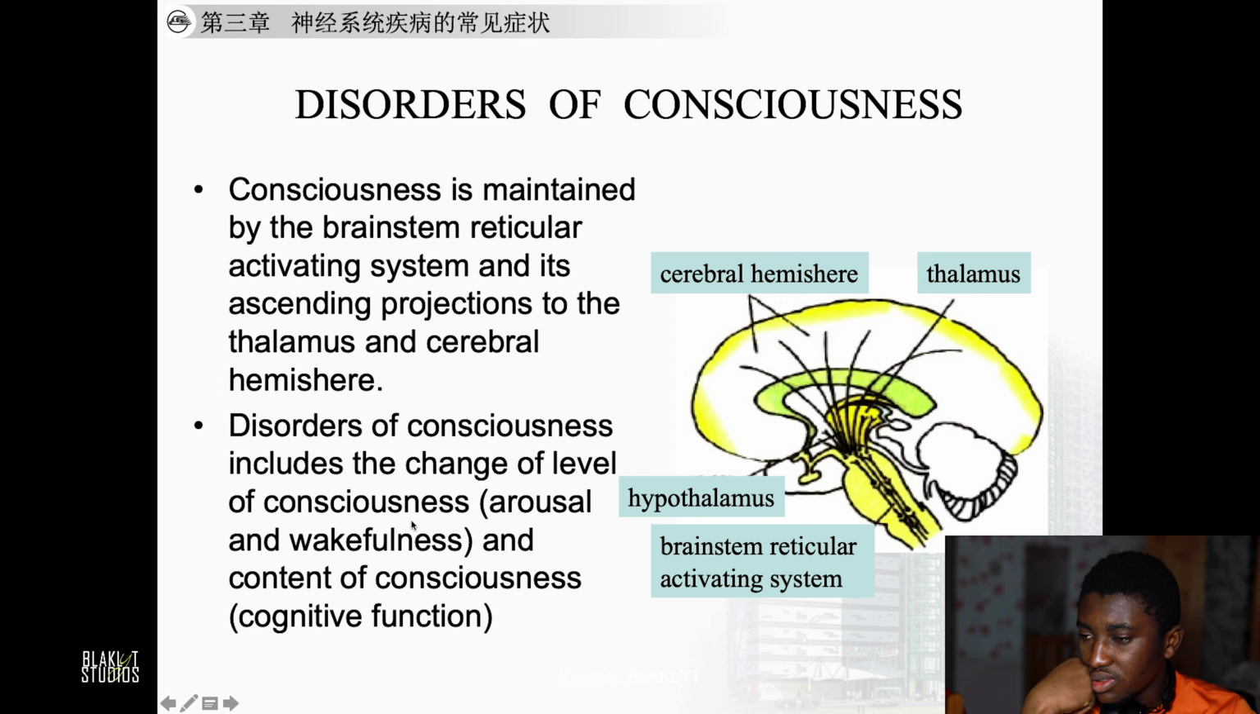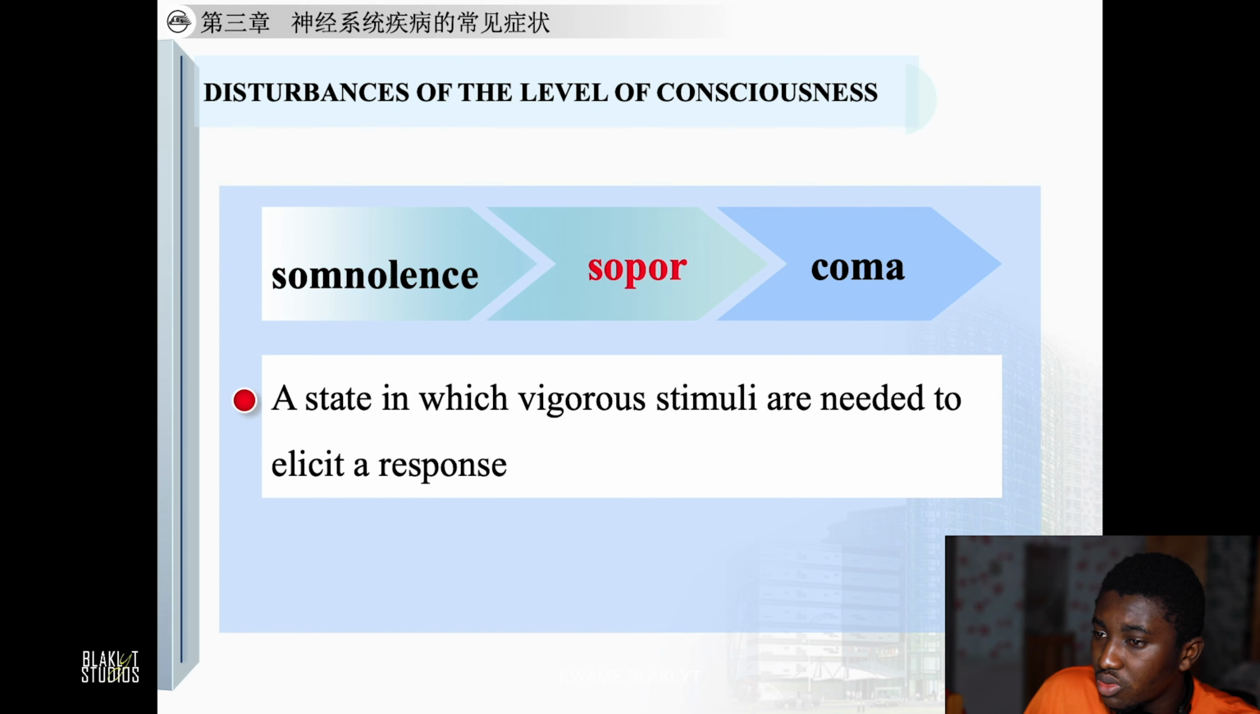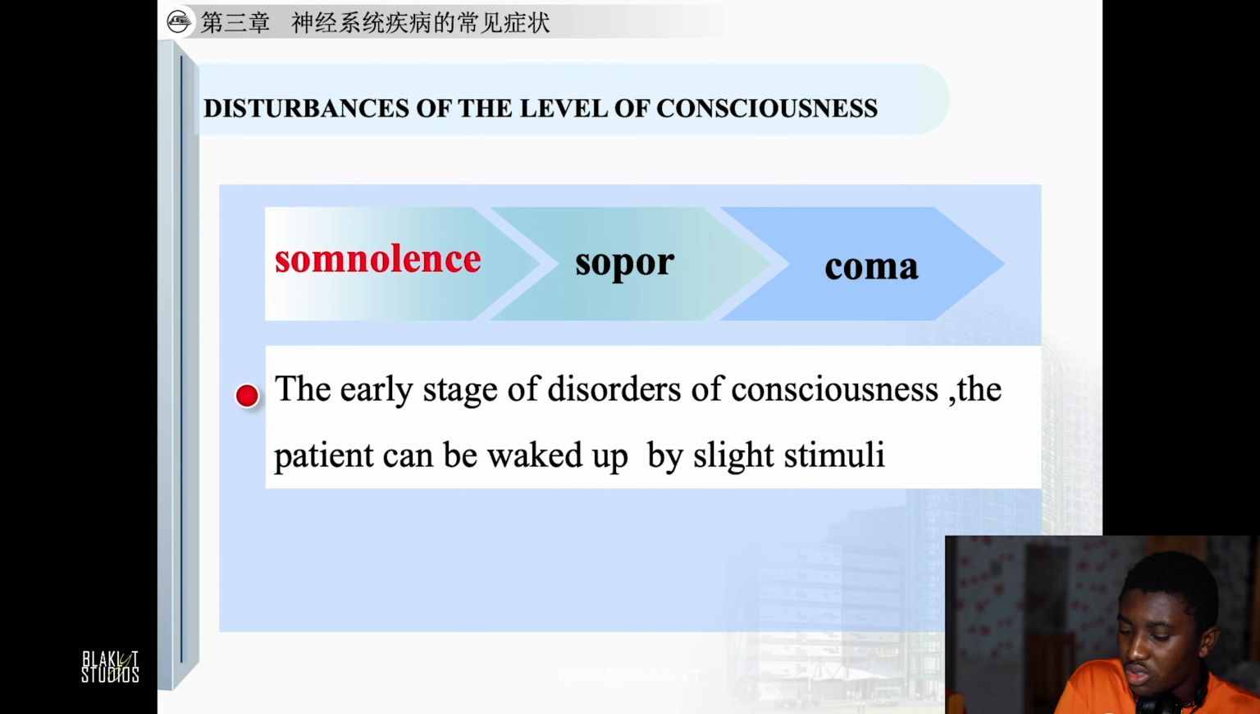So when there's a change of the level of consciousness and the content of consciousness, that's when you have a disorder. Now, for disturbances of the level of consciousness, we've got somnolence, sopor, and coma. Is this sopor? Alright, so somnolence, sopor, and coma.